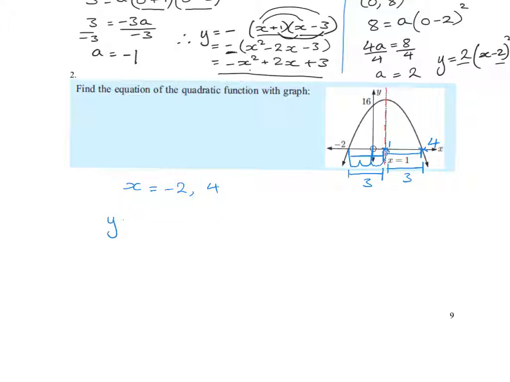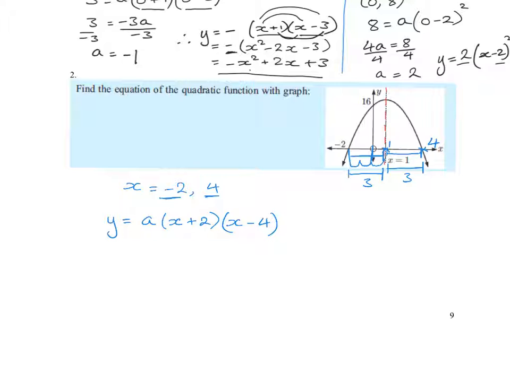So what does that tell us about our function? Y equals, well, for x to be -2, one of my factors must be x plus 2. Remember, we're swapping the sign. And for x to equal +4, one of my factors must be x minus 4. But what have I forgotten? I still don't know what the coefficient of x squared is, which is a. So I need to put that in there as well.